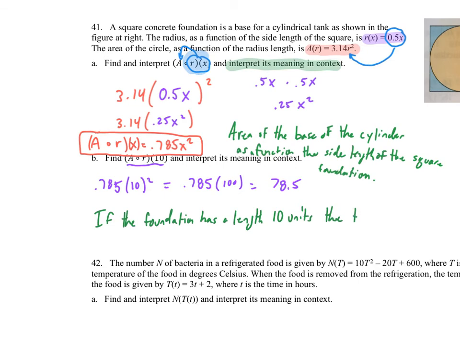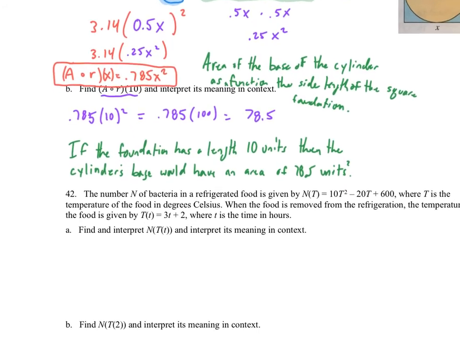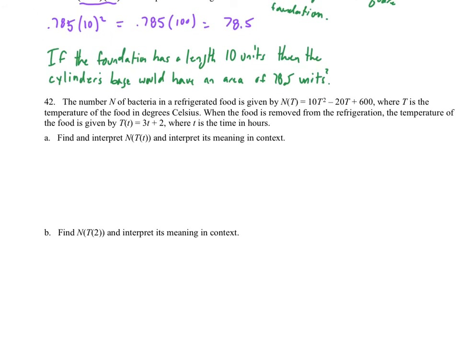Then the cylinder's base would have an area of 78.5 units squared, so feet squared, inches squared, whatever. But we just know it's units squared. So again, don't worry about having a really complicated explanation like that. It'll be much simpler on the test and like this next problem.